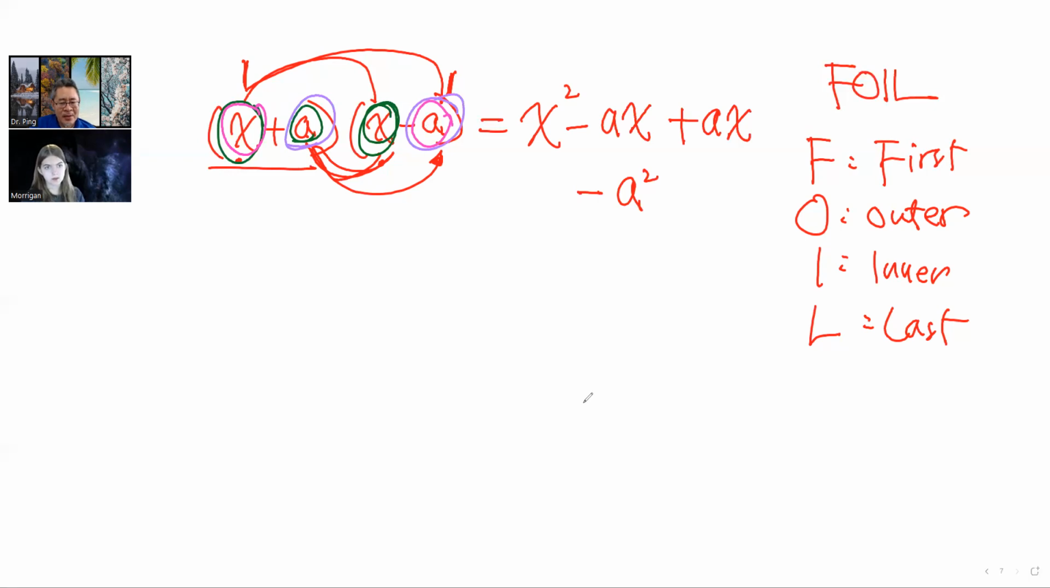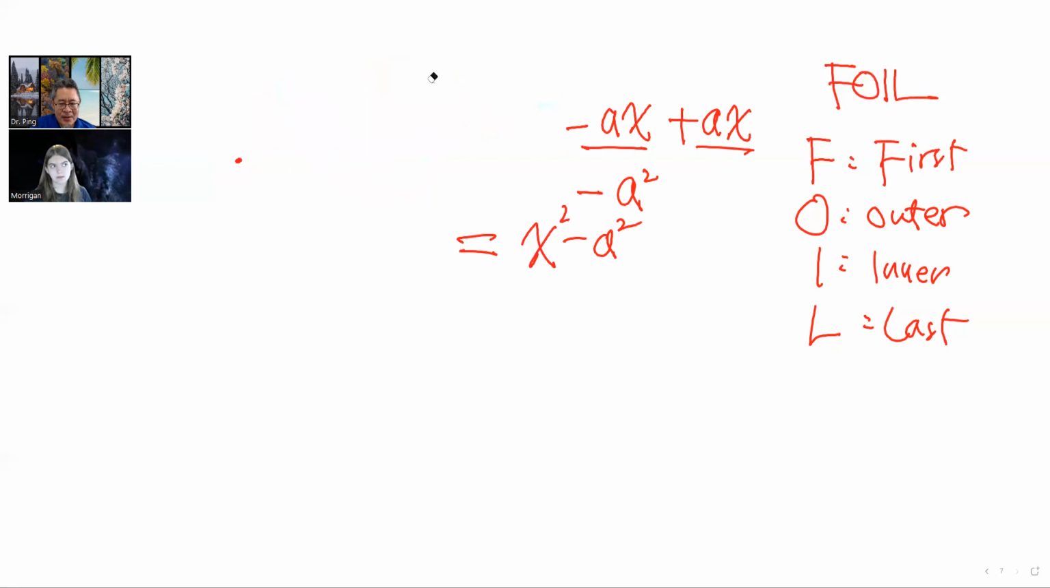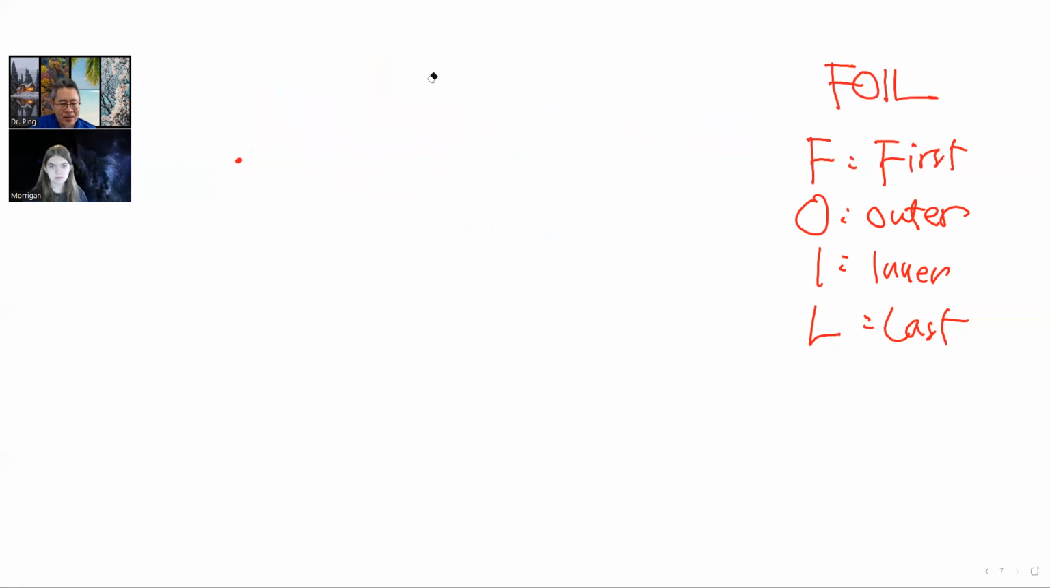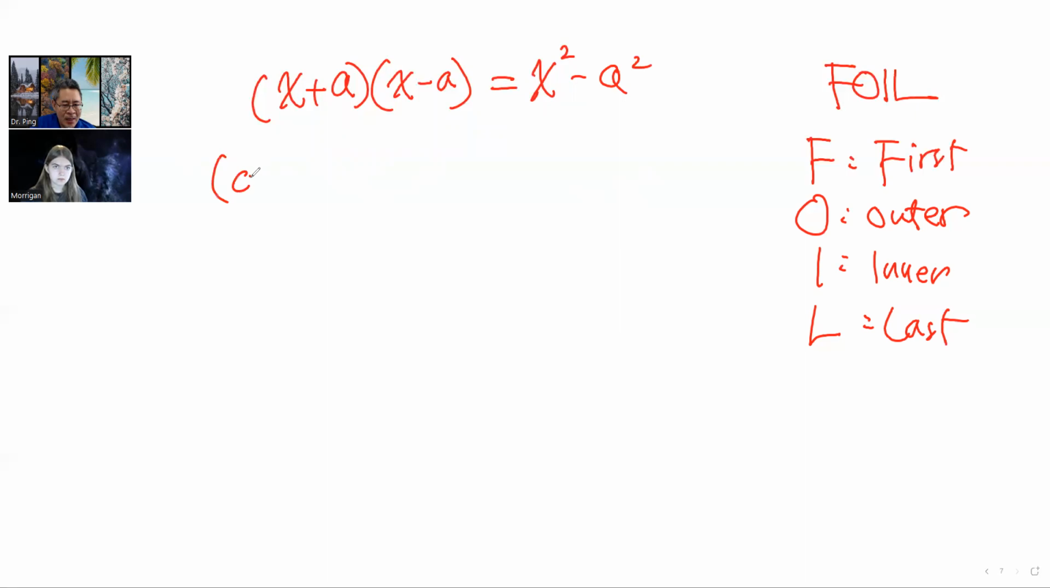Good? Okay. So in this case, negative ax plus ax cancel, right? So it becomes x squared minus a squared. Good? Okay. So now we can prove that that's the case. Now we know x plus a times x minus a is equal to x squared minus a squared.